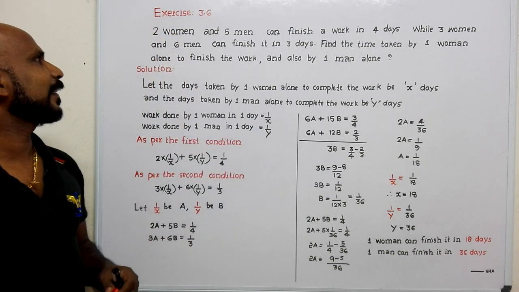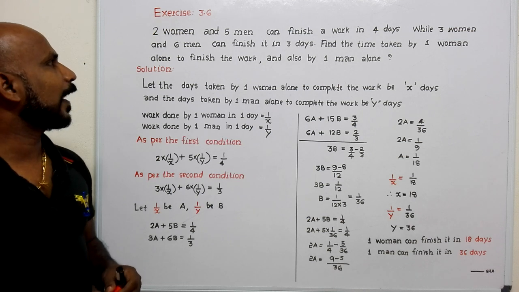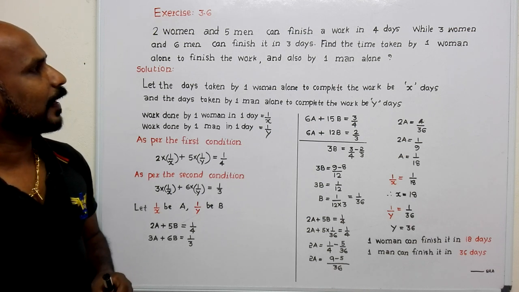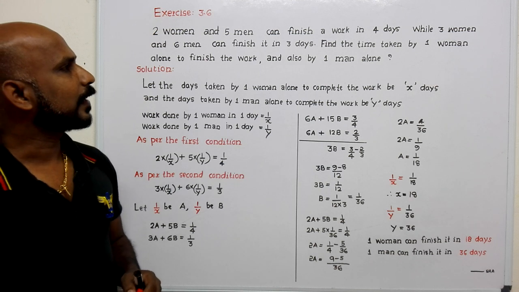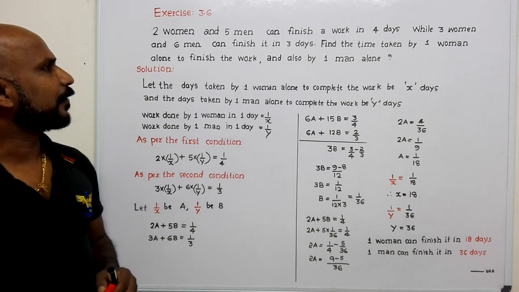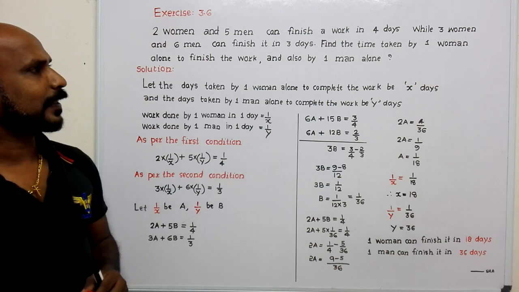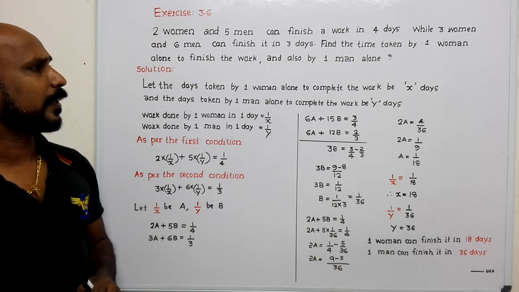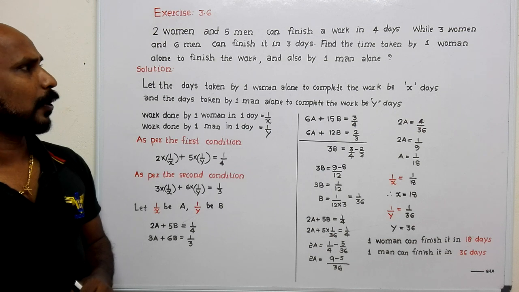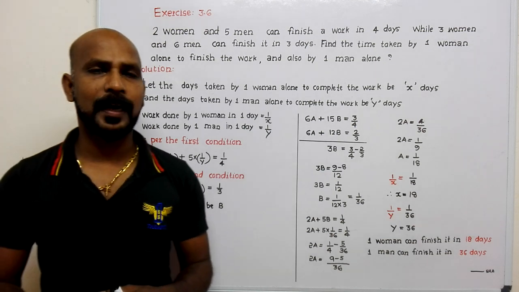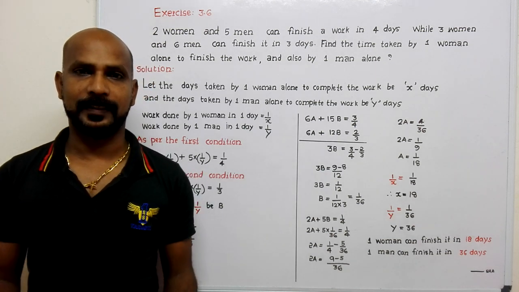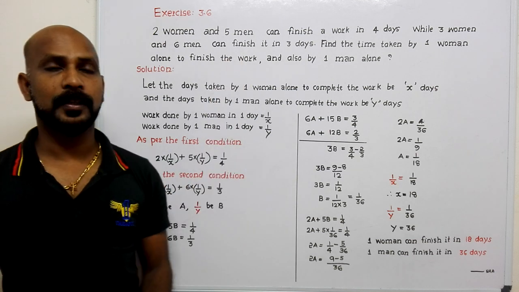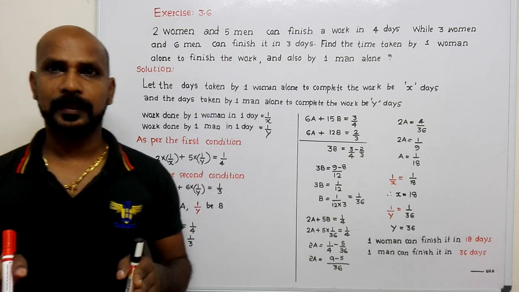I have written the question here. Two women and 5 men can finish a work in 4 days, while 3 women and 6 men can finish it in 3 days. Find the time taken by 1 woman alone to finish the work and also by 1 man alone. So women and men are doing the work in different conditions. So I have written the conditions on the board. So we'll go to the concept.